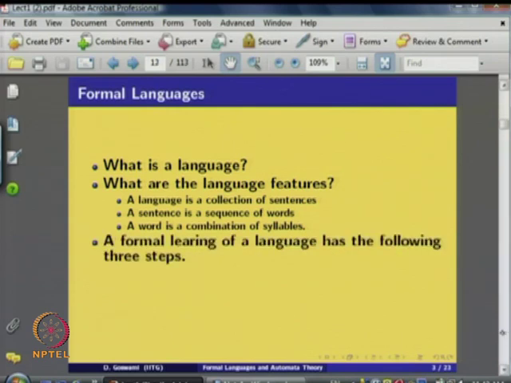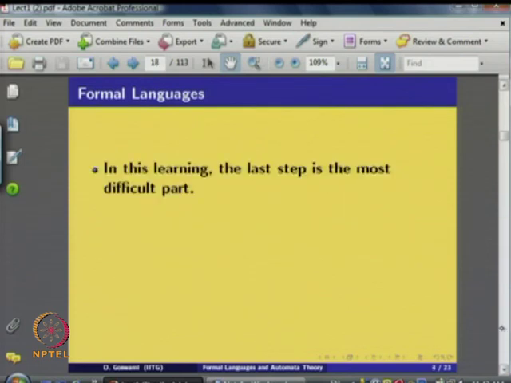So, while formally learning of a language, we consider that there will be a script. Therefore, it is necessary to understand the alphabet of the underlying language. It is the first step for formal learning of a language. Then, what are the various words in this language? And finally, how to form sentences from these words? We will see that the last step in the learning of languages is the most difficult part. So, therefore, we will postpone for the time being that part and we will concentrate on the other two parts. Let us first see what are common features of a word and a sentence.